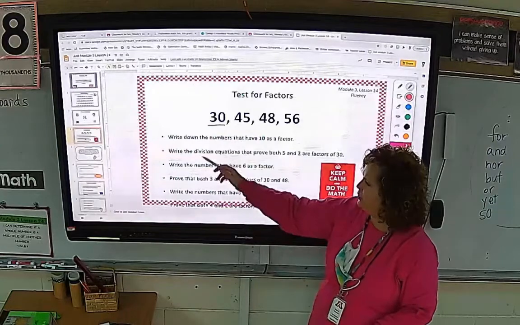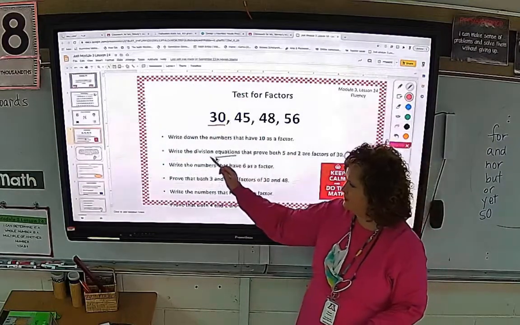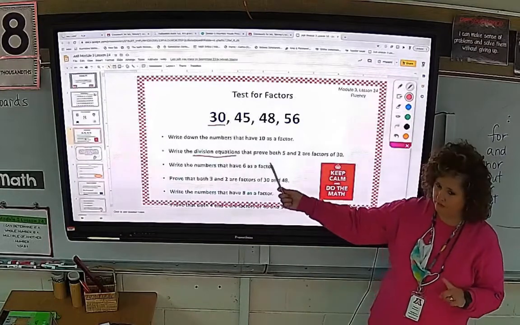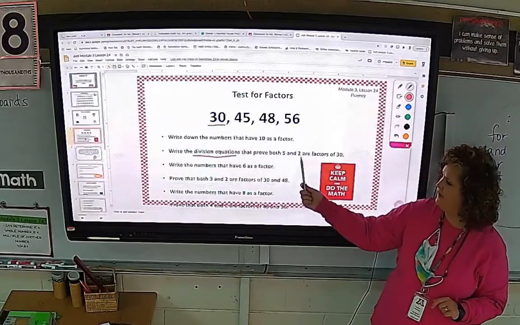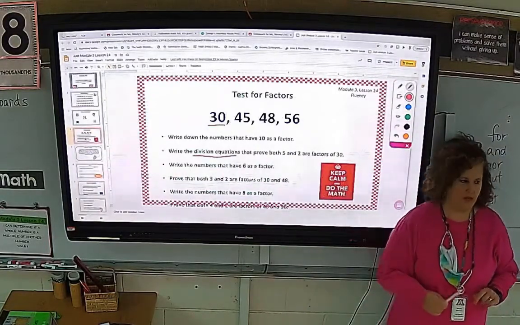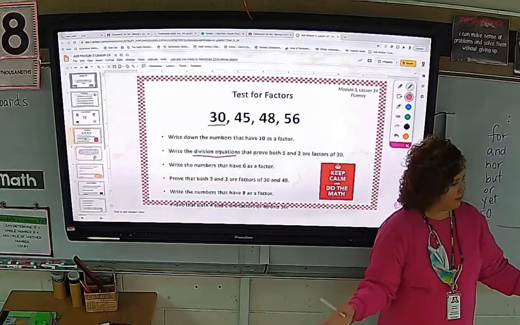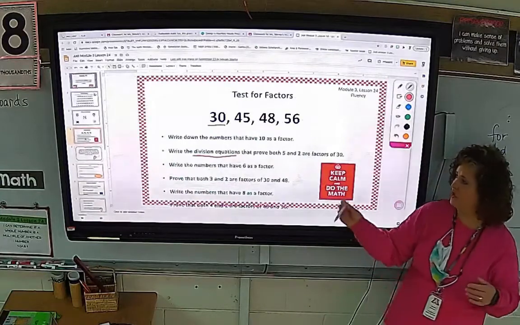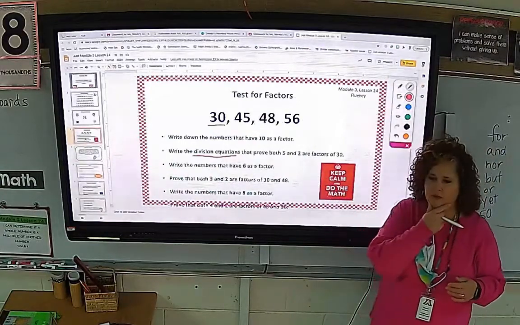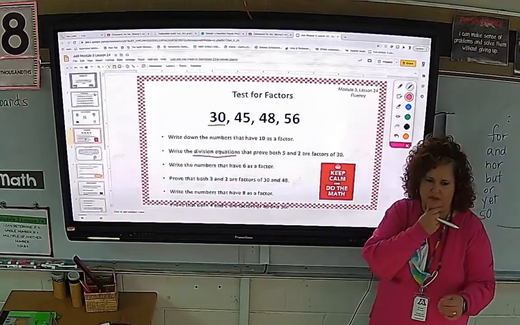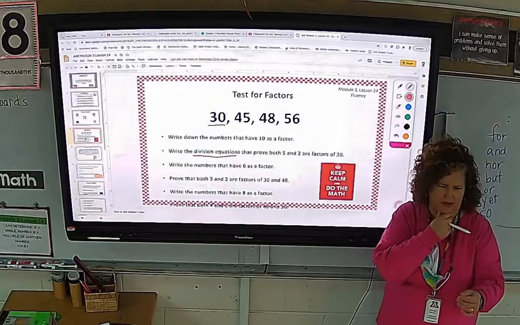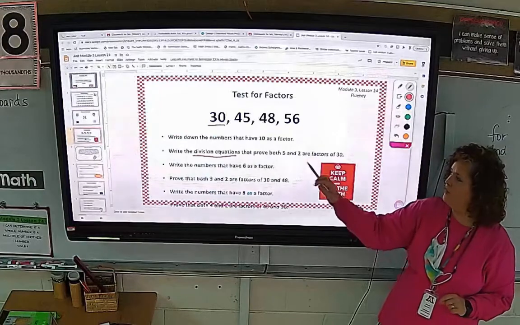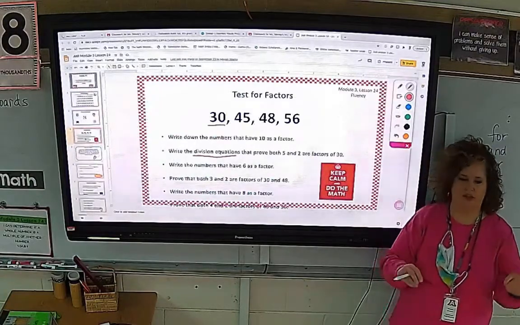Write the division equations. So these are math problems, division problems, that prove both 5 and 2 are factors of 30. You don't even have to solve the problems. I just want to see the math problems that are going to show me, what if I wasn't sure that 5 was a factor of 30? Maybe I was trying to figure that out. What's the division problem you would write to figure that out? What if I didn't know if 2 was a factor of 30?